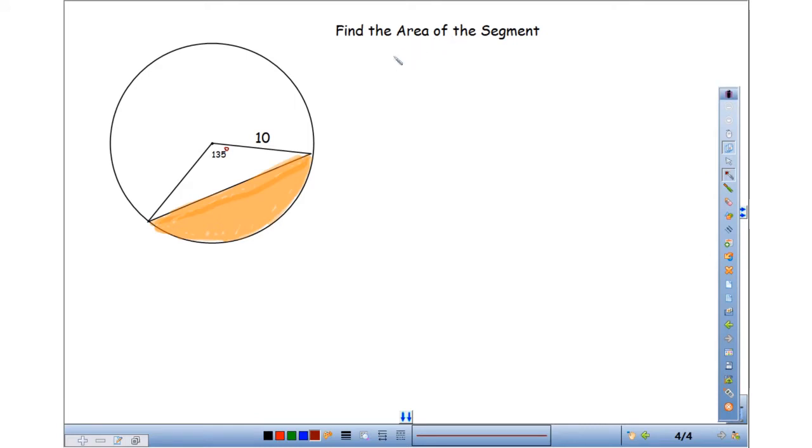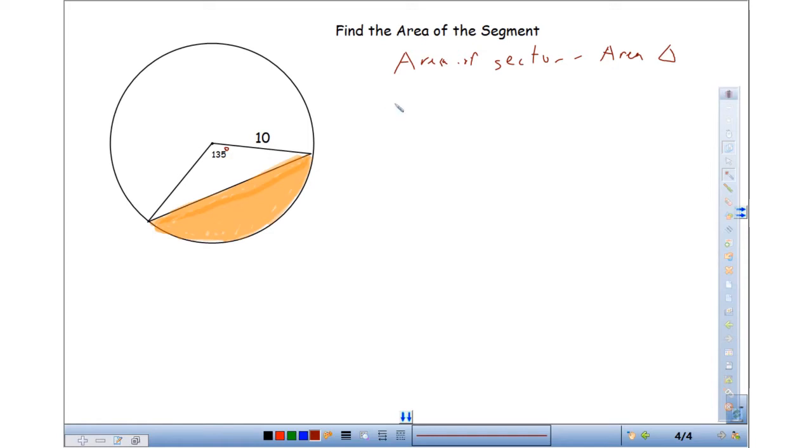To find the area of the segment, what you've got to do is find the area of the sector, which is just a formula. So you're going to find the area of the sector, and then you're going to subtract the area of the triangle from it. The area of the triangle is the difficult part. The area of the sector is not too bad, so let's go ahead and do that real quick.